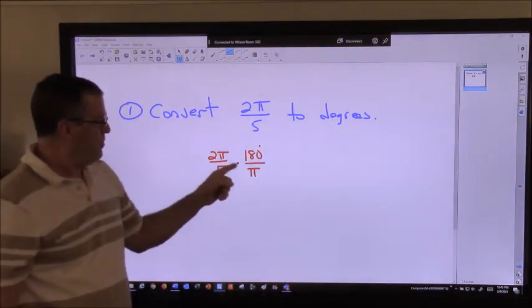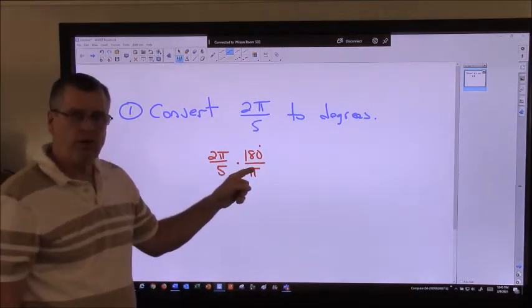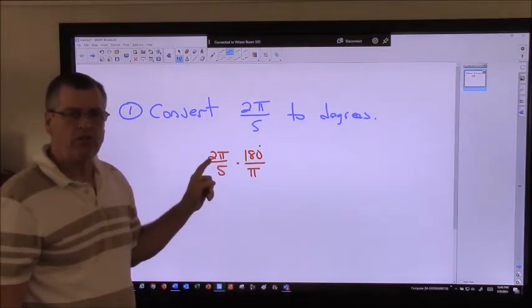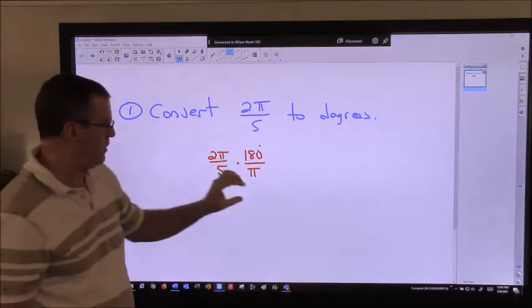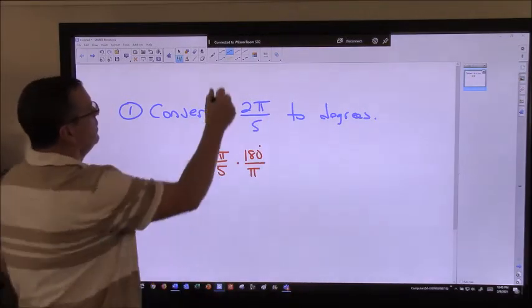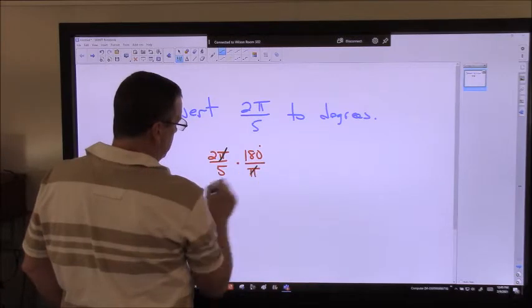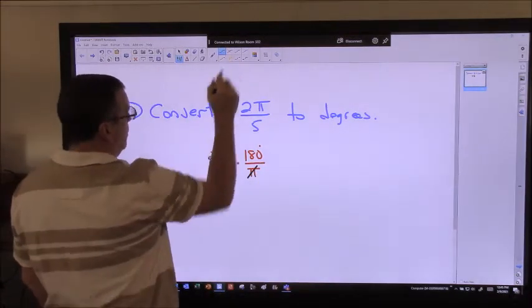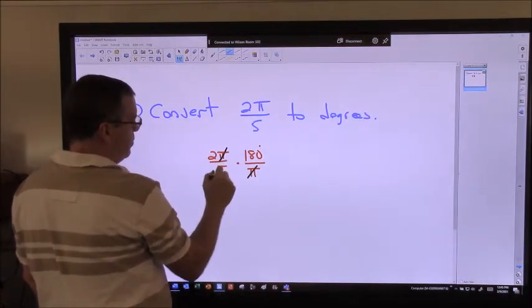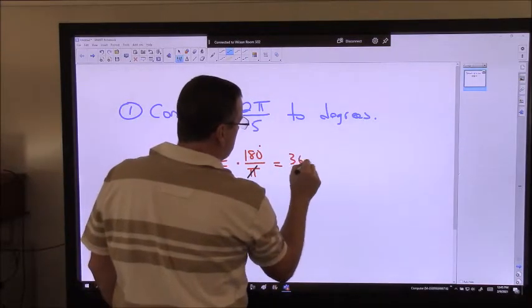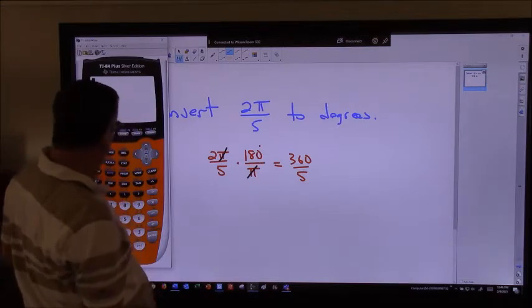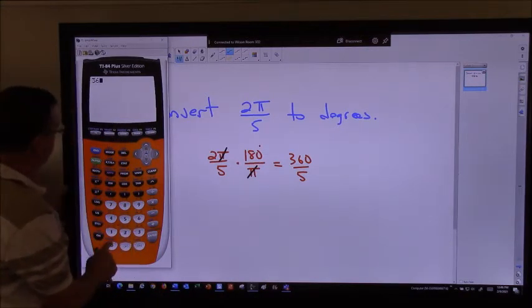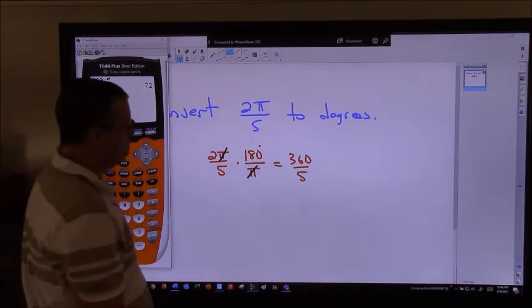So if I'm multiplying by a fraction that equals 1, I'm not really changing the value here, I'm just changing the way that it looks, right? So whatever I get for an answer, it's going to be equivalent to this. So let's see, the pi's will cancel. When I multiply this, I'm going to get 360 over 5. Alright, so I'll pull up my calculator and I'll go ahead and divide that. I've got 360 divided by 5. And there's what we get, 72 degrees.